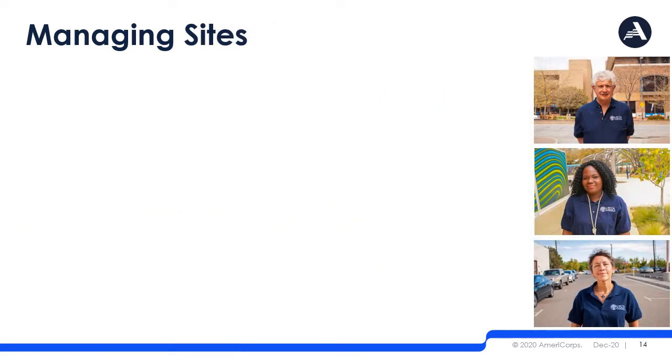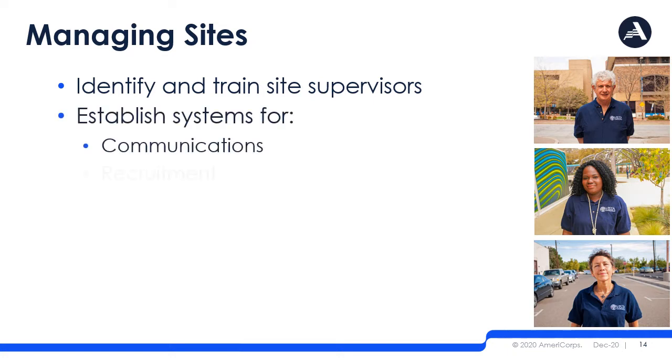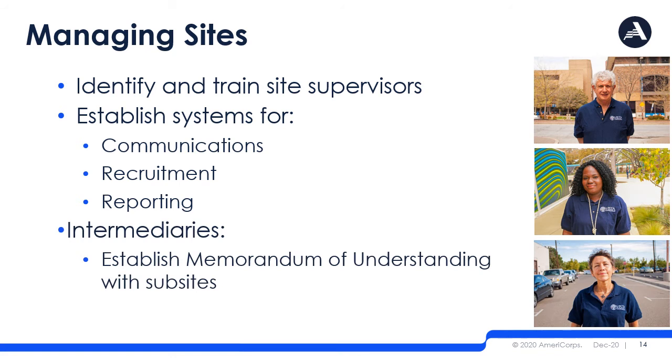If your VISTA project operates at more than one service site, you are required to identify and train site supervisors so that there is a trained VISTA supervisor at each location where VISTA members serve. You will also need to set up systems for communications, recruitment, and reporting at each site. If you are an intermediary sponsor, you must have a memorandum of understanding with each of your sub-site organizations.